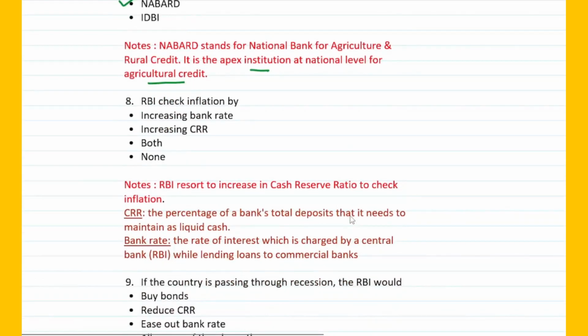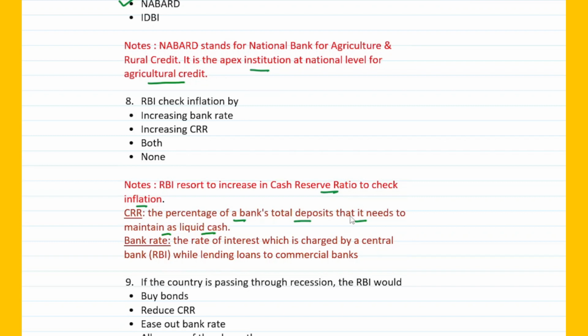RBI checks inflation by. Check inflation means they keep track of inflation, or rather they can control the inflation. By how? Increasing bank rate, increasing CRR, both or none, right? Okay, please look at the notes, you would be able to understand. RBI resorts to an increase in cash reserve ratio to check inflation, right? Okay, what do you mean by CRR? CRR simply means the percentage of a bank's total deposit that it needs to maintain as liquid cash with RBI, right? So basically this amount has to be parked with RBI. Whose deposit is it? It is basically the bank's total deposit, a percentage of which is to be kept in the form of liquid cash and maintained with RBI.